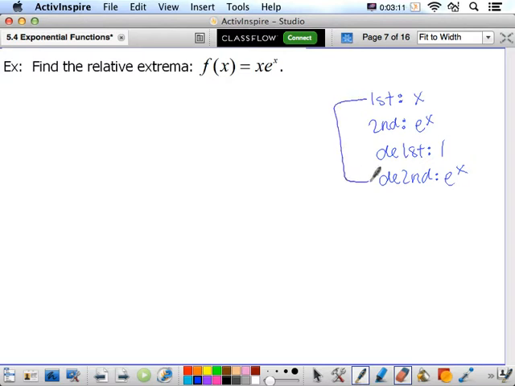Okay, so our derivative is first times derivative of the second plus second times derivative of the first.